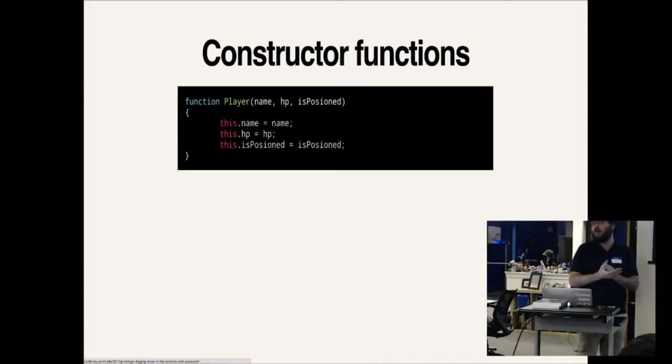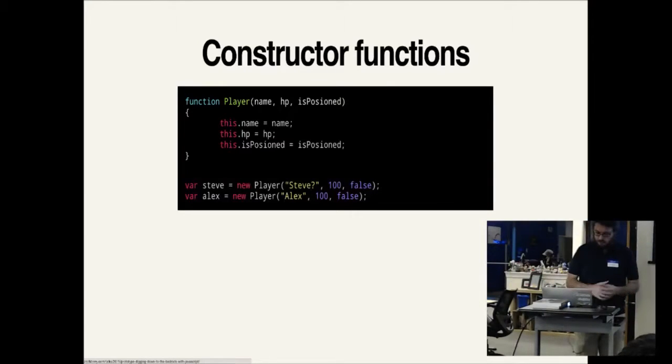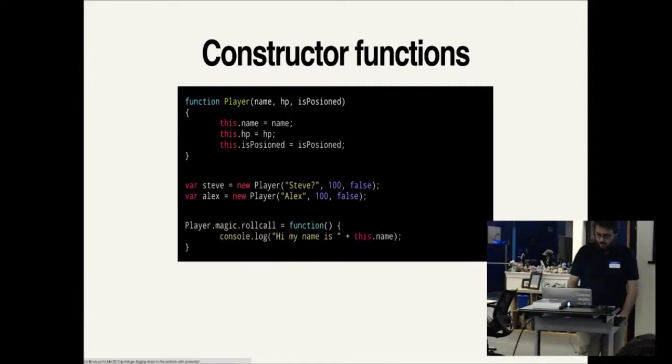So pretend, let's say we're making a game, and we need a player object, a player class, if you will. So Player has 3 properties. He has a name, hit points, and a flag for whether they're poisoned or not. And so what we can do now is invoke the new operator and make new instances of that class. So we have a Steve and an Alex variable that are players, and we give them attributes.